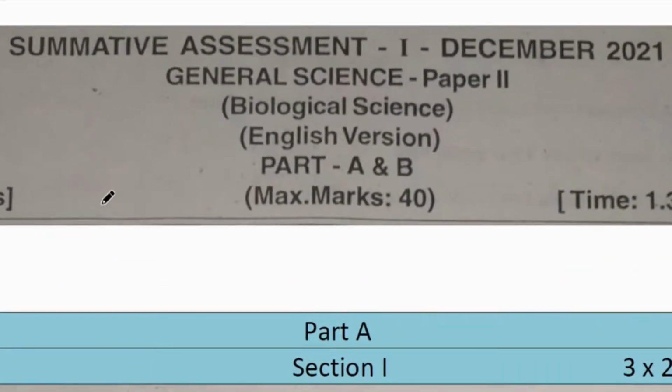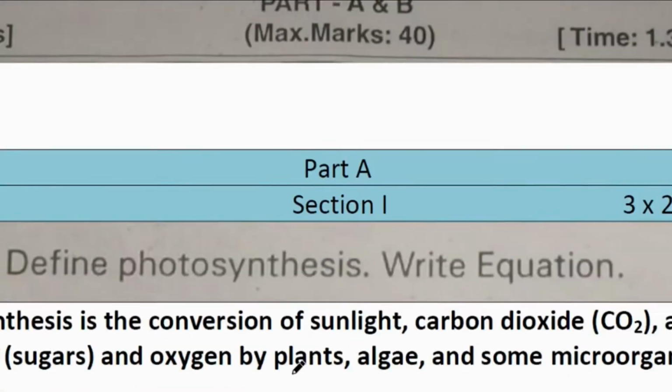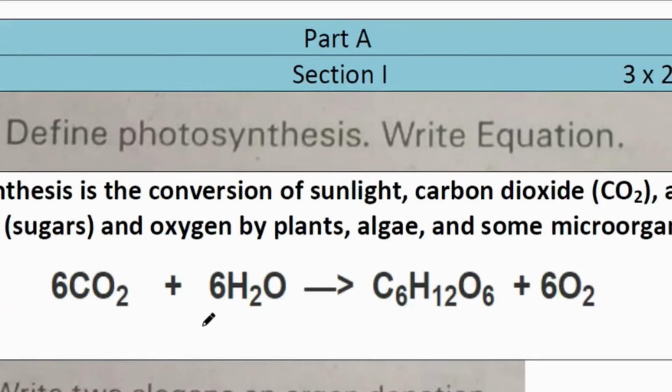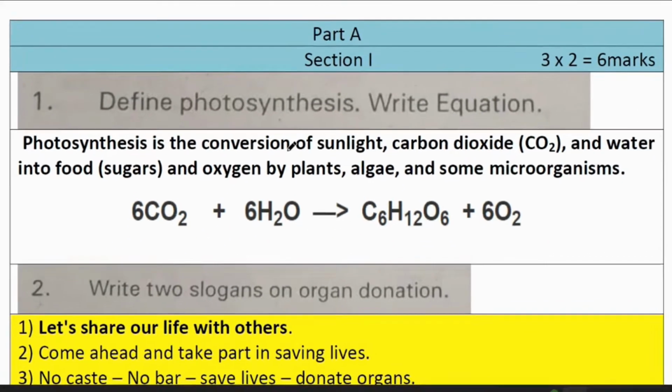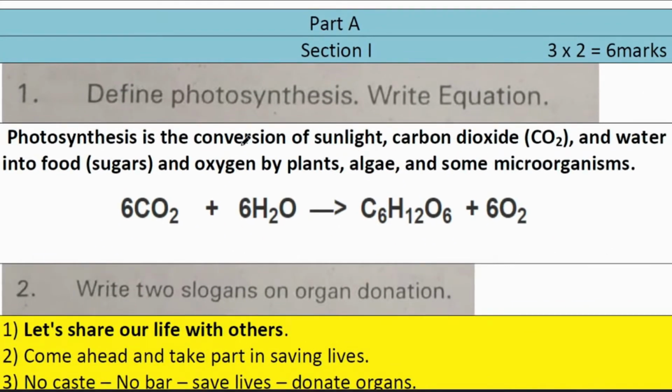Students, in this video we are going to discuss the answer key for the biology essay 1 question paper, year 2021. Let us discuss part A, section 1. Define photosynthesis, write its equation. Photosynthesis is nothing but the conversion of sunlight, carbon dioxide and water into sugars and oxygen. So 6CO2 plus 6H2O gives C6H12O6, which is nothing but glucose, plus oxygen.